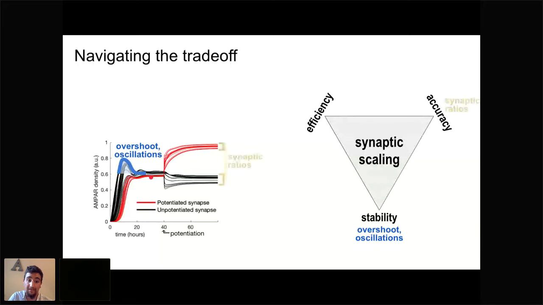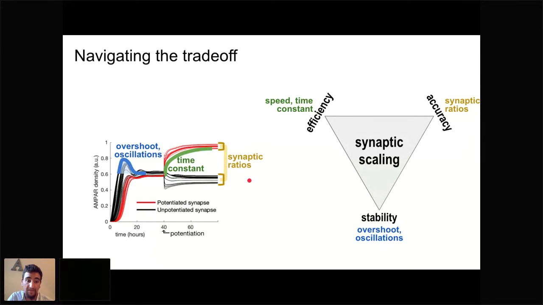Accuracy is the maintenance of synaptic ratios while scaling. Notice that after potentiation, the synaptic strengths are more spread out than they were before. This is inaccuracy. The synaptic ratios are not perfectly maintained here, so that's also an inaccuracy there as well. Efficiency is the speed or time constant with which we reach a new steady state. This is a measure of how quickly stuff gets to its destination, how aggressively a neuron responds to change.